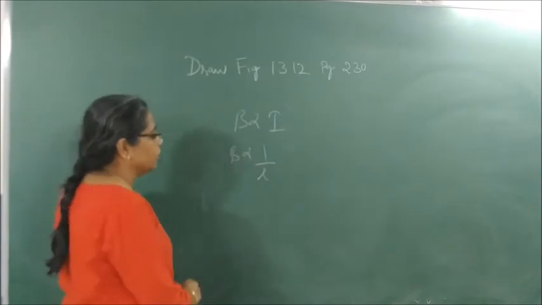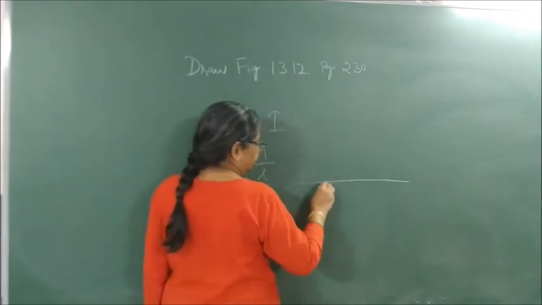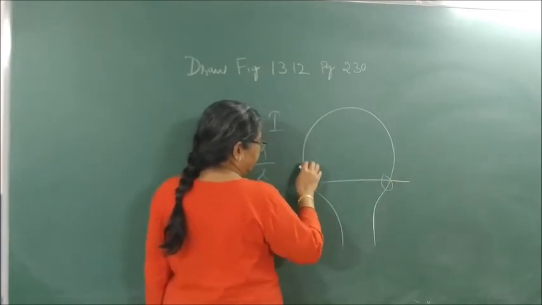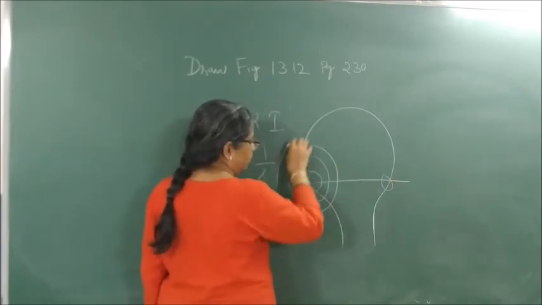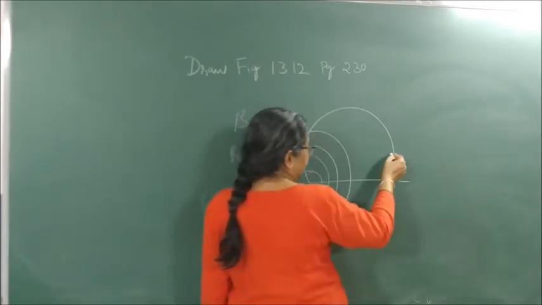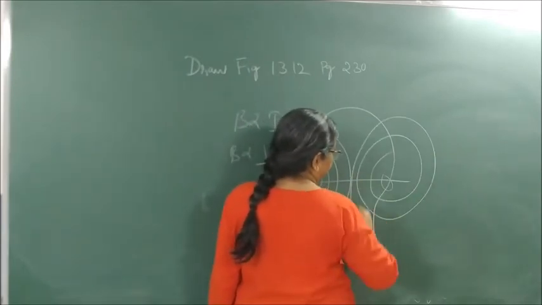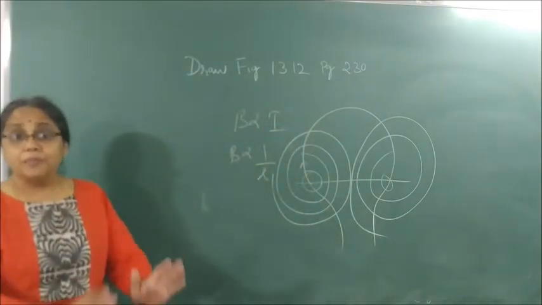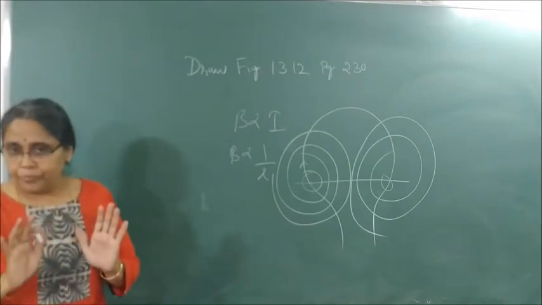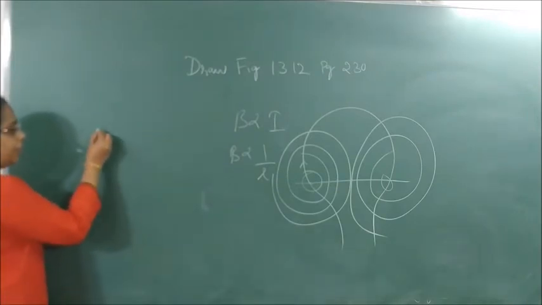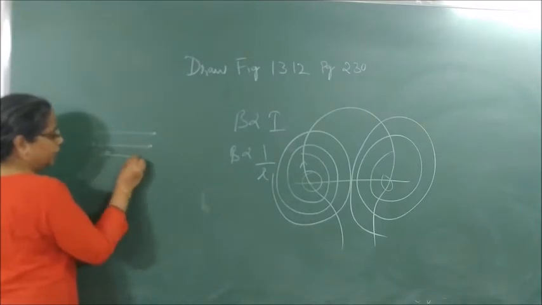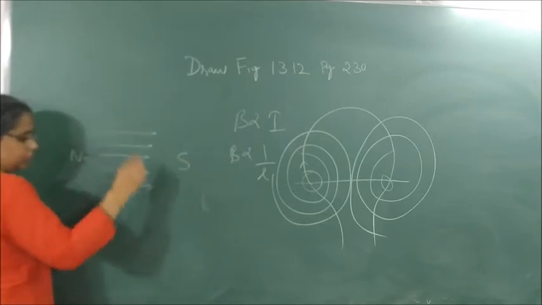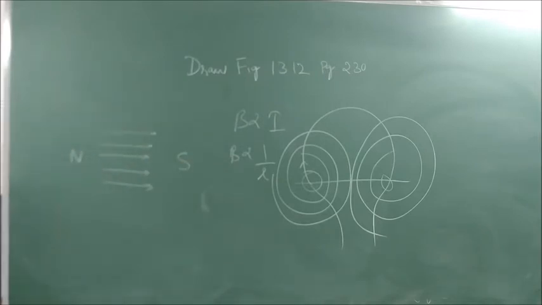So if I draw a circular loop, this is how the loop looks. At one place where the current is going up, the direction is what? Clockwise. At one place where the current is going down, the direction is what? Anti-clockwise. At the center, you will find that the magnetic field is parallel and uniform. How do you represent the uniform magnetic field? By drawing equidistant lines moving from north to south. Correct? This is uniform magnetic field.